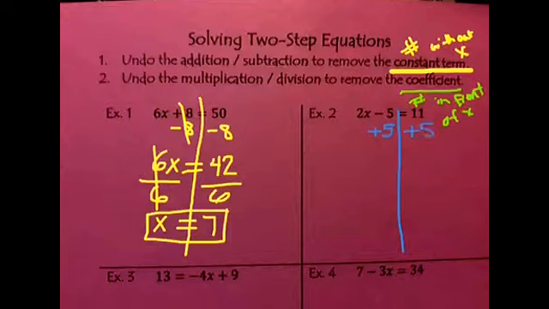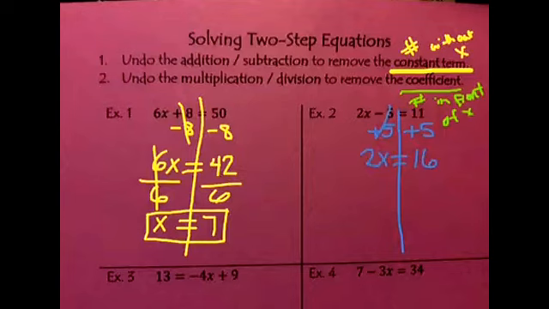So I'm going to clean everything up a little bit. Negative 5 and positive 5 are going to cancel out and be 0. So I'll have 2x on that side equals 11 plus 5, which is 16, on the other side. So 2x equals 16. Now I have to get the x alone.